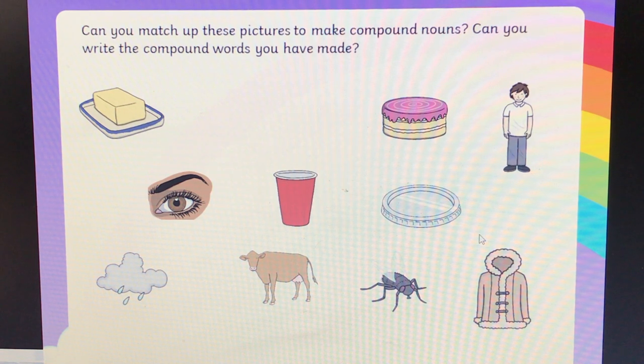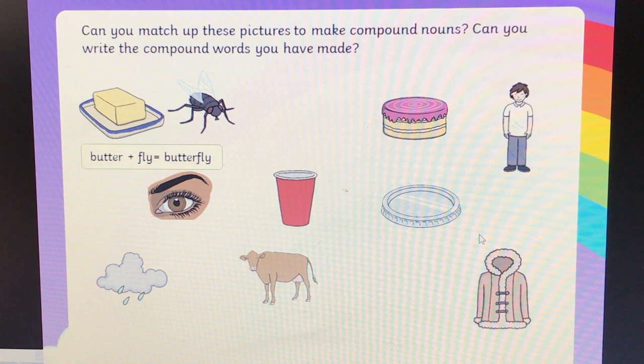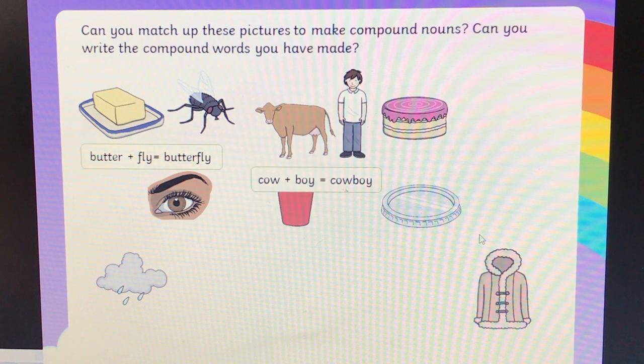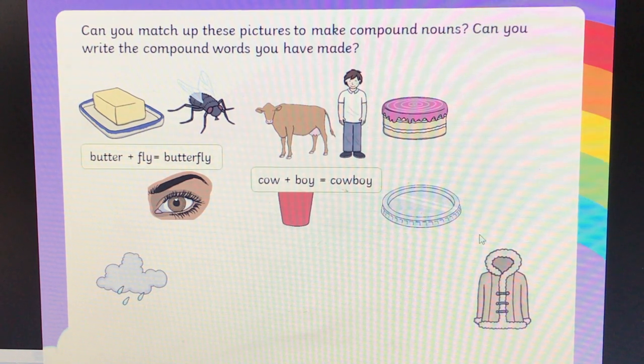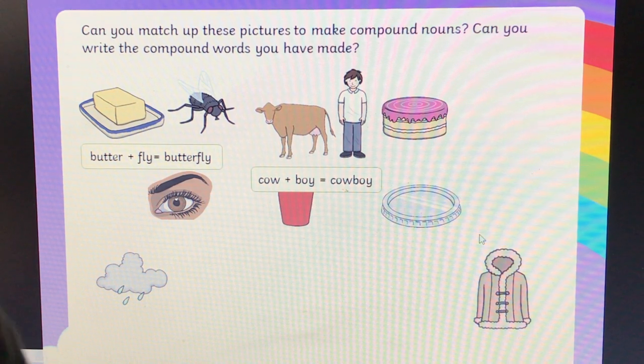So well done to those of you that had a go at that activity. I'm going to go through the answers with you now. So the first one, we had butter and fly. Butter and fly, the two root words together, make a compound noun, butterfly. We then had cow and boy. You put those two root words together and they make a compound noun, and that compound noun is cowboy. Cow and boy make cowboy.